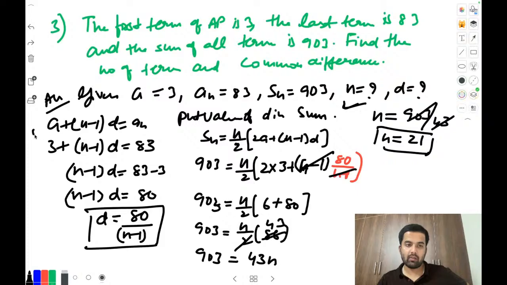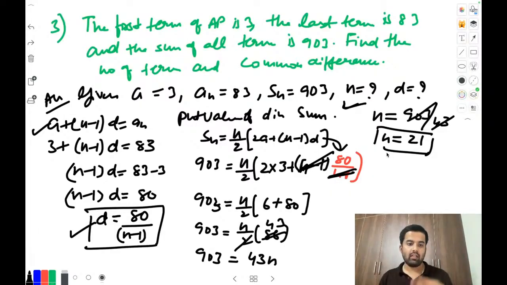We applied the first formula. From this one, we got the d answer. Why had we taken the d value? There is one trick here. What is the trick? See here. We kept d's place as 80 by n minus 1. Here we can easily cancel out that n minus 1, n minus 1. That's why we took out the d value. Okay, that was the trick.